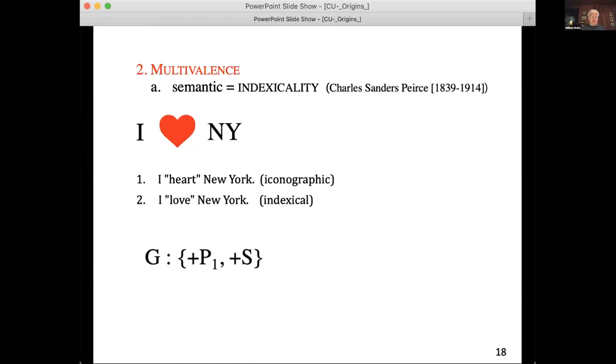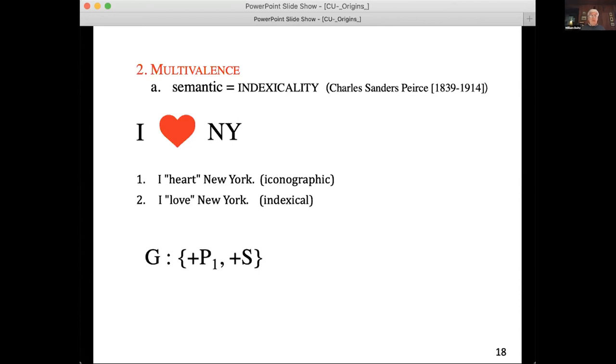The sign graphically points to a meaning, but is not an iconographic representation of that word. In our terms, it means that the semantic value of the sign remains fixed, while the phonetic value is allowed to vary. Formally, then, it's G, and you have to write P sub one for the changed phonetic value. That's the difference between the pronunciation heart and the pronunciation love, completely unrelated words, but the same underlying semantic value.